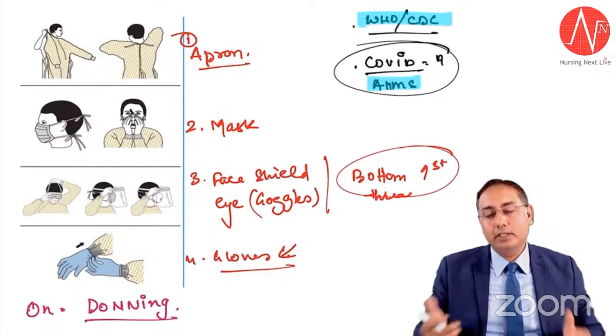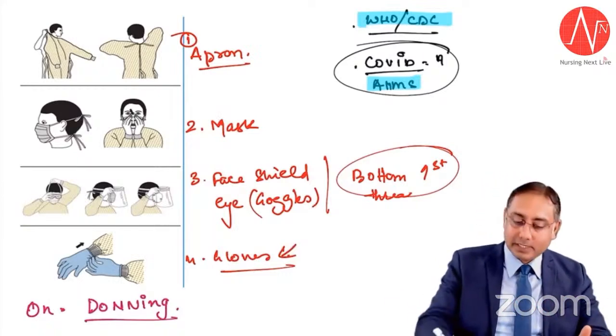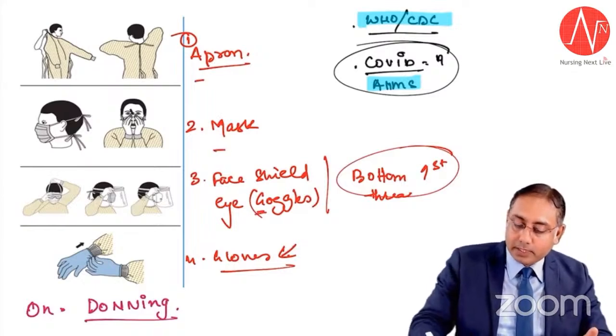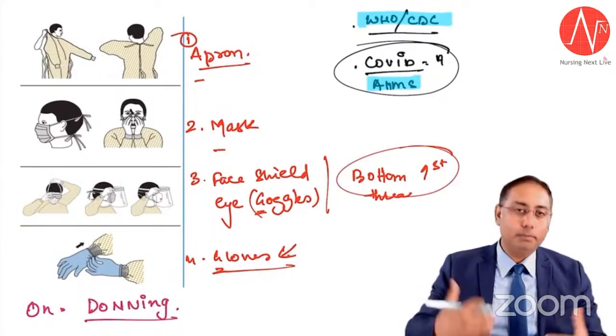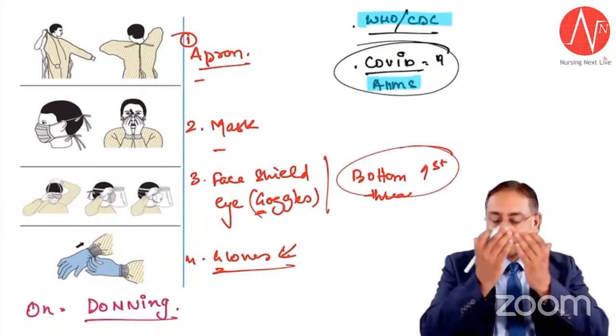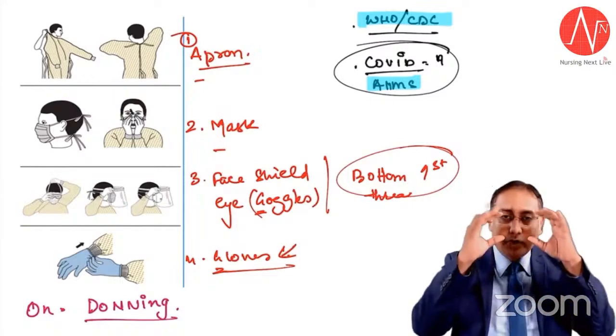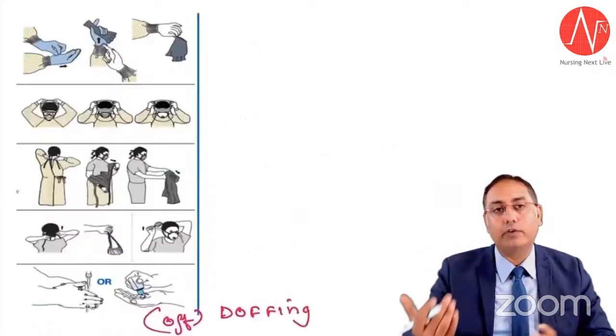So the only change in the whole sequence is adding an extra pair of gloves. Otherwise this apron, mask, goggles and gloves, this is what is followed as taking on of the PPE. So first thing is the biggest thing, that is the apron. Second is the face mask. Third is the eye goggles or the face shield, and fourth is the gloves. That's all, simple.